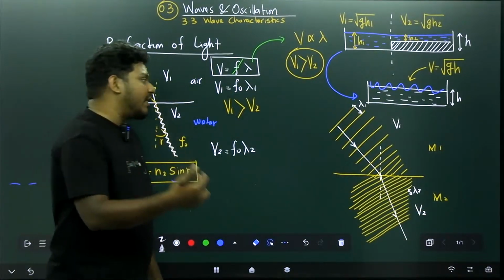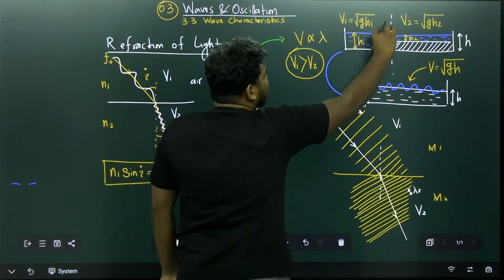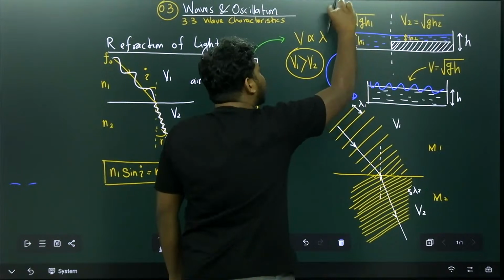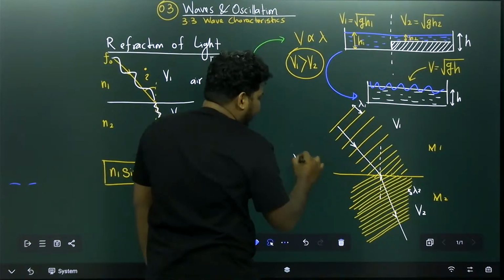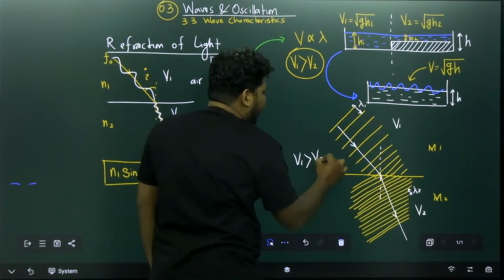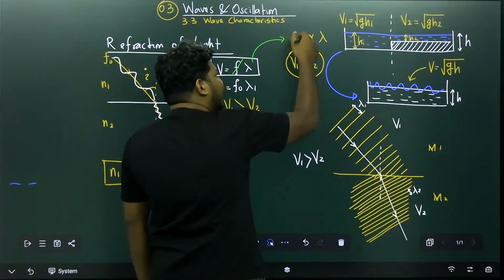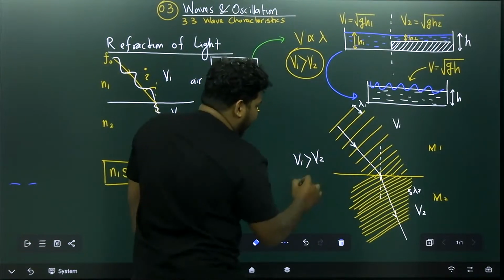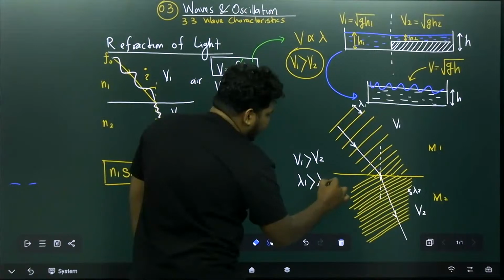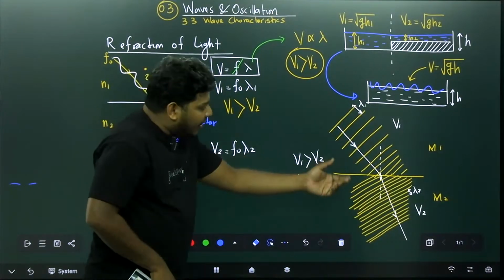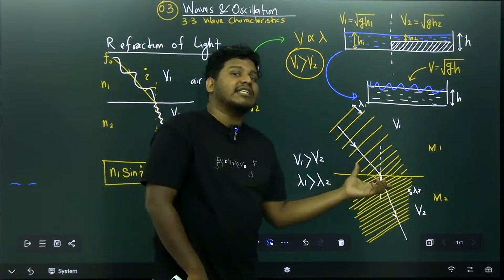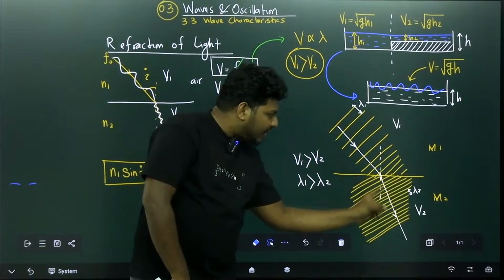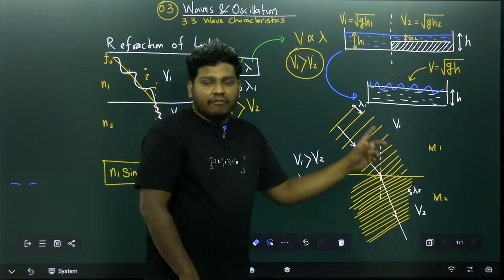Look at this one. The height of this area, we know that is h1. So h1 is the greater one, so the velocity is also the greatest. So we can say that v1 is greater than v2. If v1 is greater than v2, v is proportional to lambda. When v increases, lambda also increases. So here, lambda 1 is greater than lambda 2 as well. So this is why we are drawing like this. While the refraction is happening, the lambda also changes, so this refraction will happen.